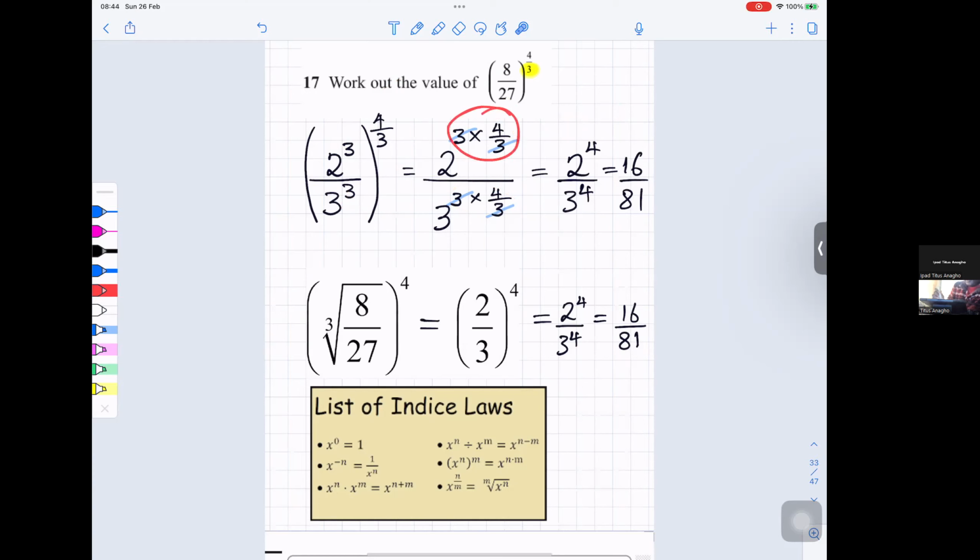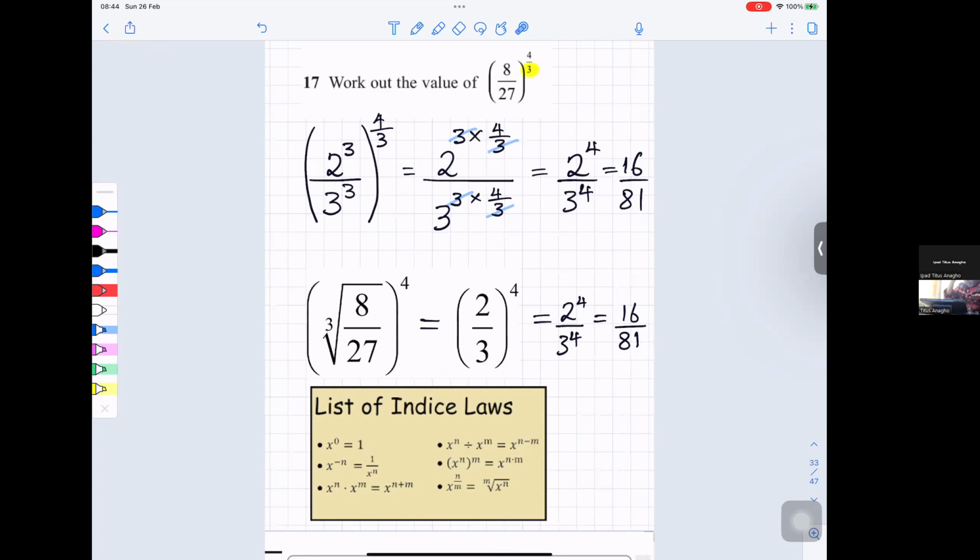3 times 4 over 3, the 3 will cancel, and you're left with 4. 2 to the power 4. 2 to the power 4 is 16. 2 times 2 is 4. 4 times 2 is 8. 8 times 2 is 16. And 3 to the power 4 is 81. So your answer is 16 over 81.